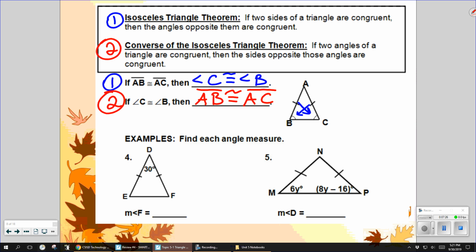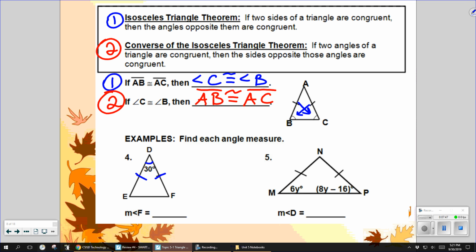All right, so let's use that information to help us solve some triangles. So example 4, I want to find each angle measure. It's telling me in number 4 that it is an isosceles triangle, because these legs are congruent, and the vertex angle is 30 degrees, and we want to find one of the base angles, the measure of angle F.